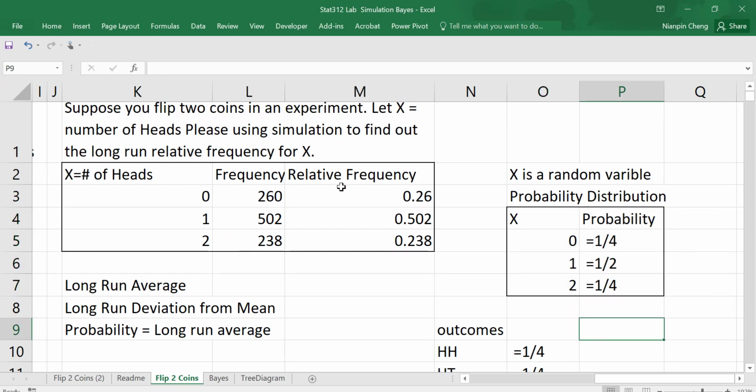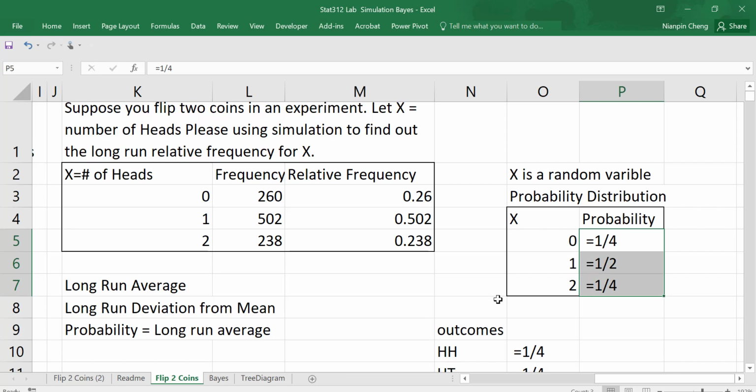And this one comes from our simulation, where you simulate this experiment 1,000 times. So this is quite close, right? So 0.25, it should be 0.25. And this should be 0.5, 0.502 is quite close. So using the simulation, we can find out the long run relative frequency, that's the probability. Okay, so we verify this one.